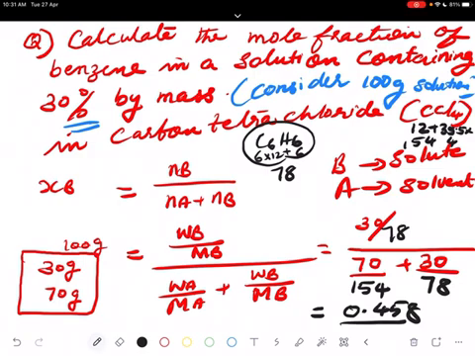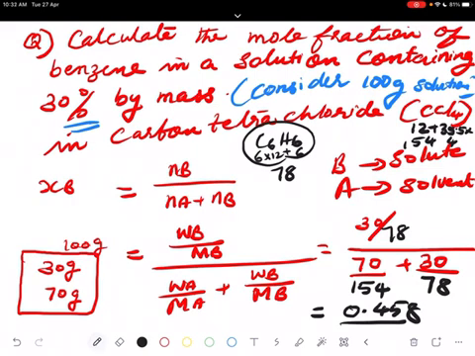Benzene is insoluble in water. Benzene is organic. It's a non-polar solute. Non-polar solutes are soluble in non-polar solvents. Polar solutes are soluble in polar solvents. Generally, like dissolves like.